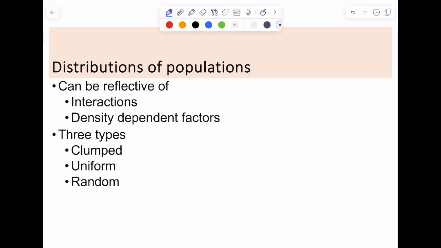When we look at these populations, they show up in a few different ways, meaning how they look. How they look is called a distribution. There are three types of distributions. You can just randomly have groups of organisms, or equal spacing, or they could just be kind of clumped together.